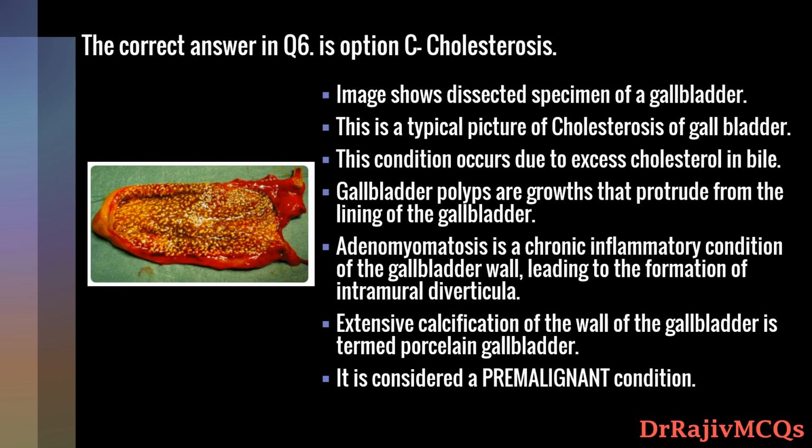Adenomyomatosis, also known as cholecystitis glandularis proliferans, is a chronic inflammatory condition of the gallbladder wall. In this, there is a thickening of the gallbladder wall due to the proliferation of epithelial and smooth muscle cells, leading to the formation of intramural diverticula. These are usually identified by ultrasound or cholecystography. Generally, no treatment is required.